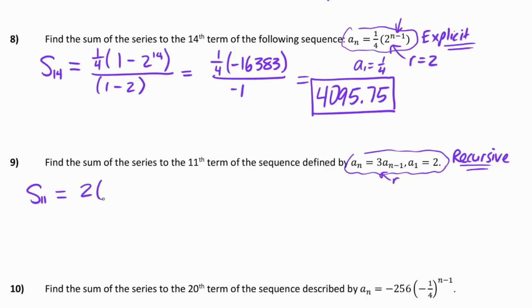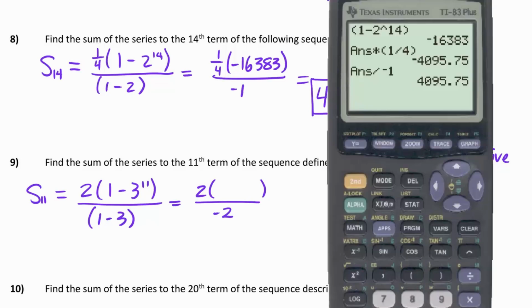So A1 being 2 means I start with 2. I will triple and triple and triple. So 1 minus 3 to the 11th power. And then that's going to be over 1 minus 3 without a power. If I go ahead, I'm going to have 2 times probably a very large negative number. And then 1 minus 3 is negative 2 on the bottom.